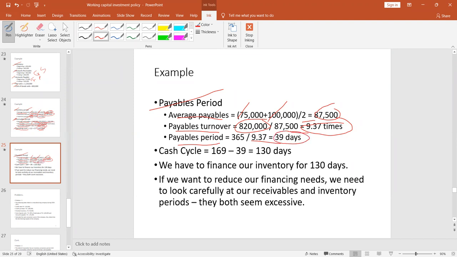39 days. Can you calculate the cash cycle now? What's the formula? Operating cycle minus payables period. So what was our operating cycle? 169, sir. And what is our payables period? 39. So what is our cash cycle? 130 days. You see?